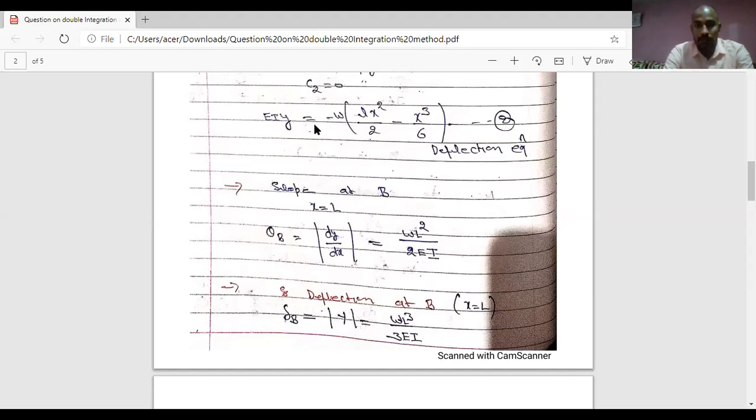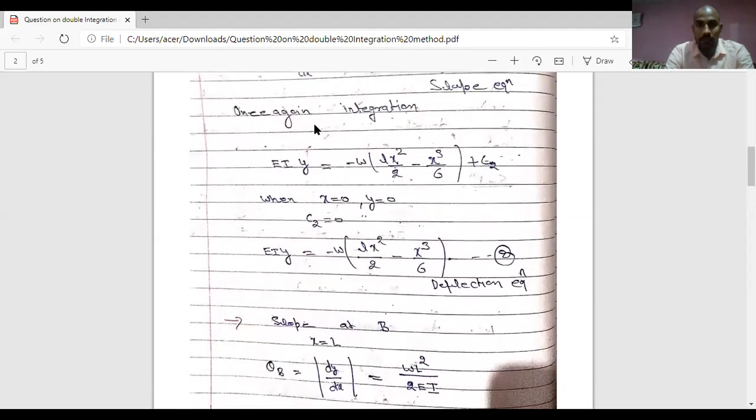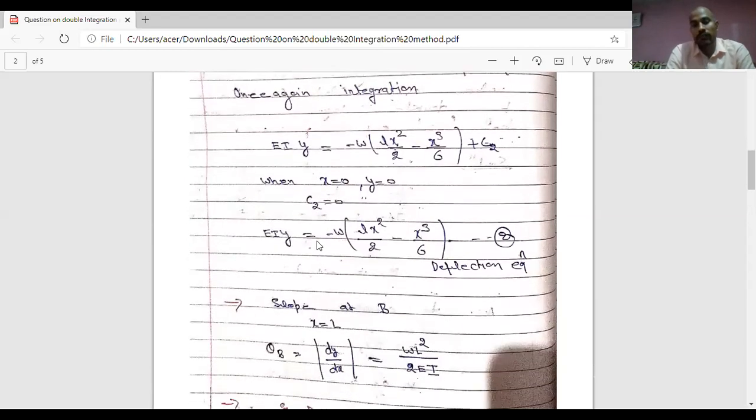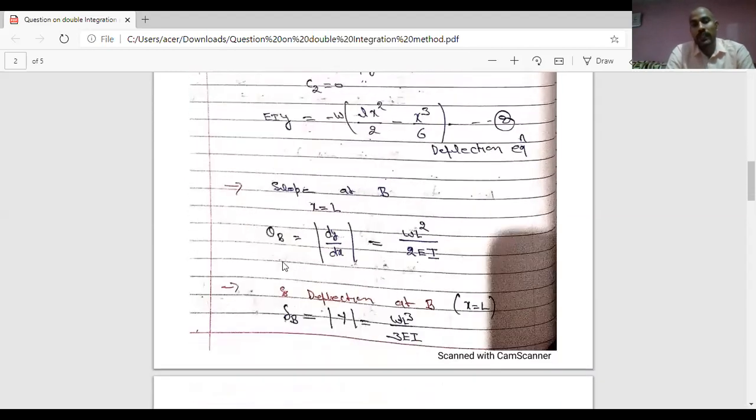So here we put x equal to L in the slope equation, equation number 1. From equation 1 we derive theta B easily. Here theta B equals WL squared by 2EI.